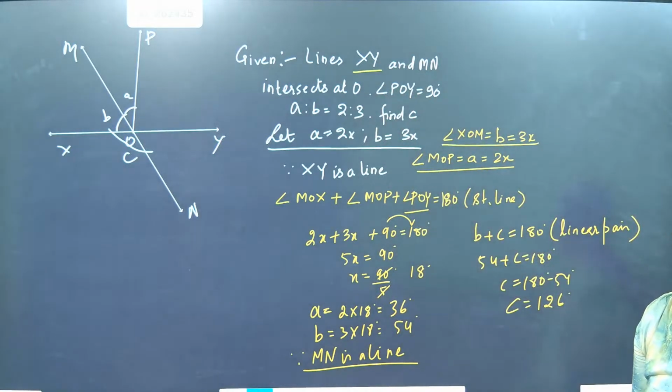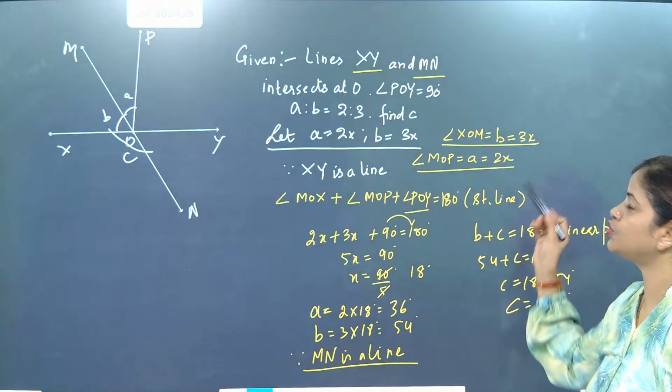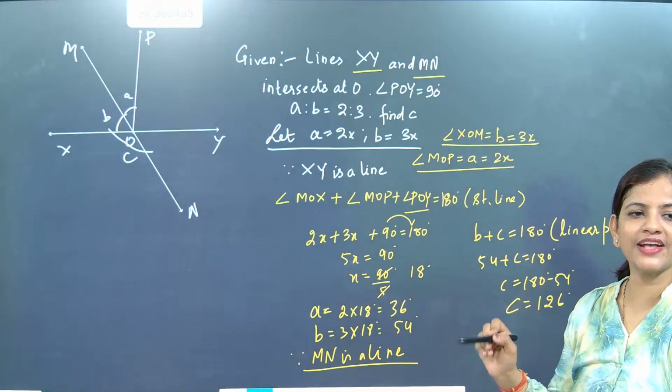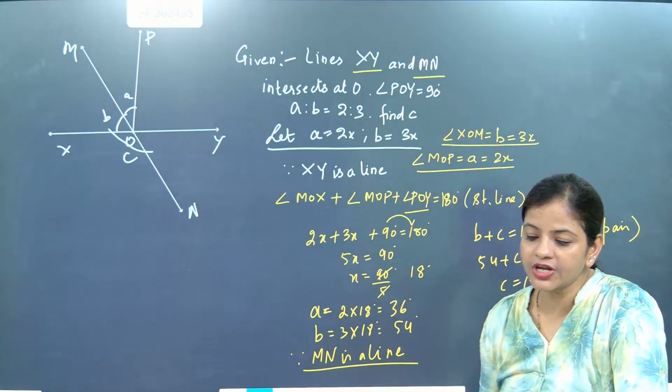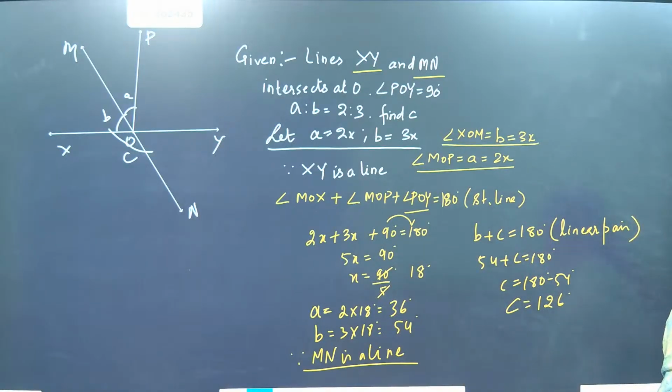XY is a line, MN is a line. And I did not take A as 2 and 3. What did I take? 2x and 3x, because the common ratio part was missing. How was the class? Did you understand this question? We'll go for the next question, please.